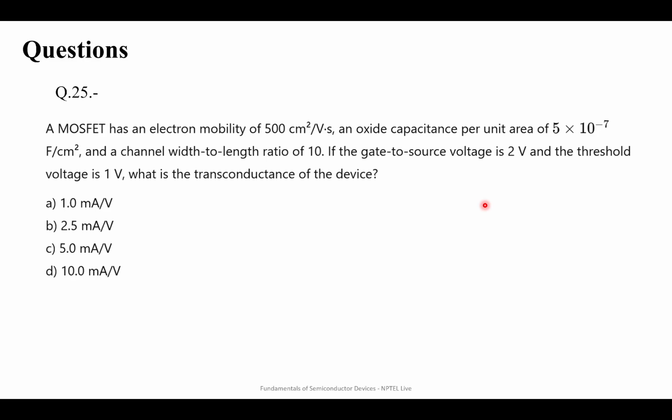Sir, what is the formula of transconductance? So transconductance is the conductance you get from the transfer characteristics, which is ID versus VG. So transconductance would be the differentiation of ID with respect to VGS, dID by dVGS.